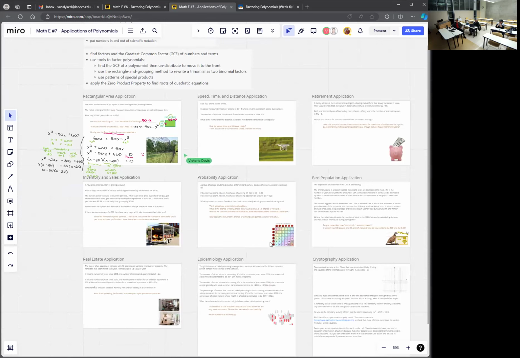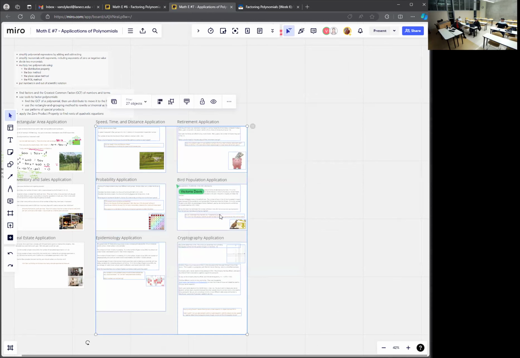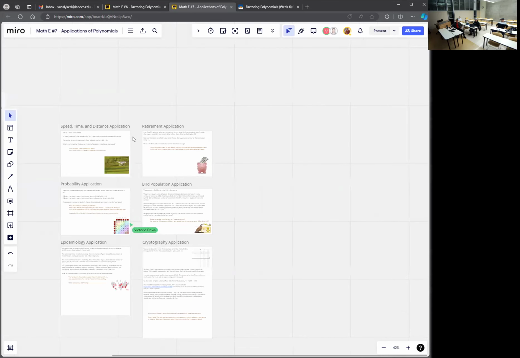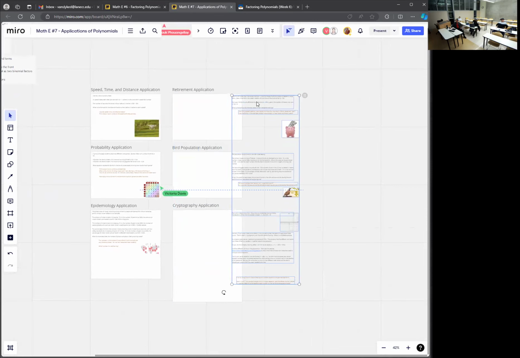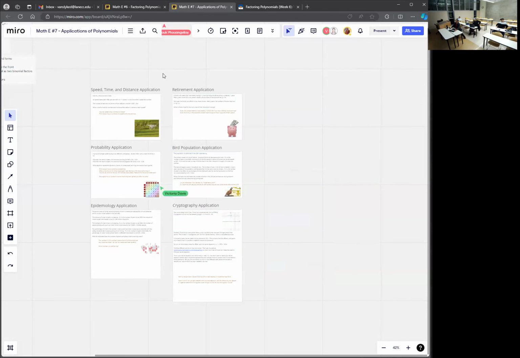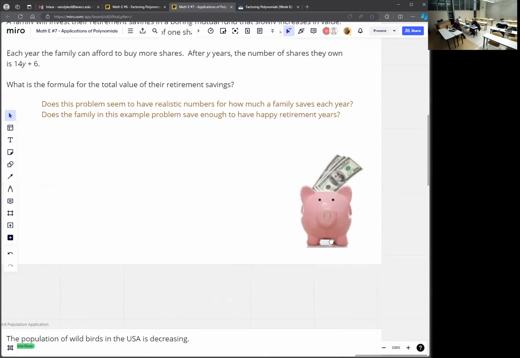The piggy bank. Okay. It looks like I need more room, so I'm going to grab these over. Did I leave anything behind? My boxes. Okay, piggy bank, here we come.